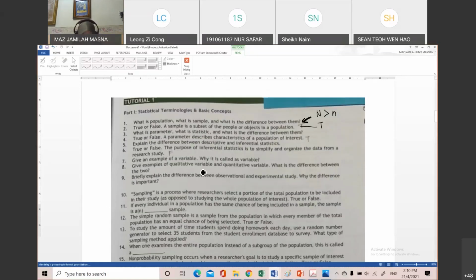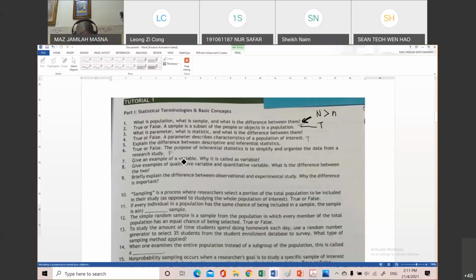Now, question number 6, true or false? Already write down the answer over there. The purpose of inferential statistics is to simplify and organize the data from a research study. Definitely wrong, false. So it's not about simplifying. It's about making inference, making conclusions for the population.